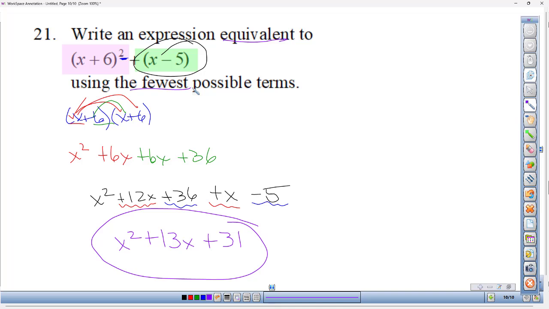But really, you're just doing the multiplying you can do and then adding up the like terms that you have.